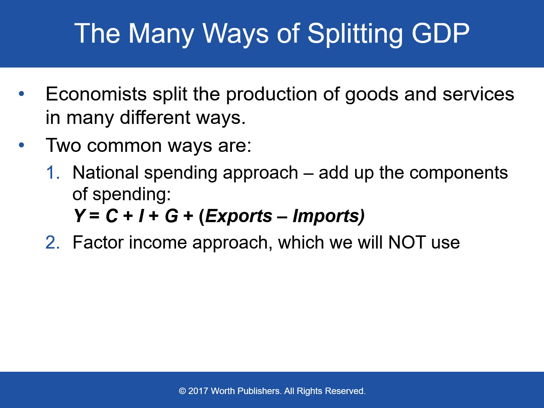Exports minus imports. Why is that there? Well, if we produce a car and export it, we are employing people. So it counts. We produce the car, we ship it overseas, and someone buys it. That's an export. That should count.